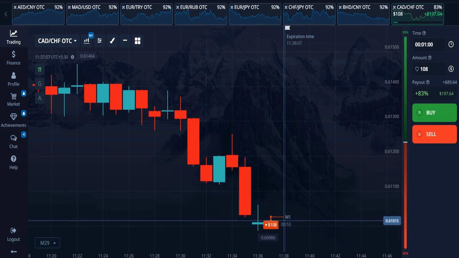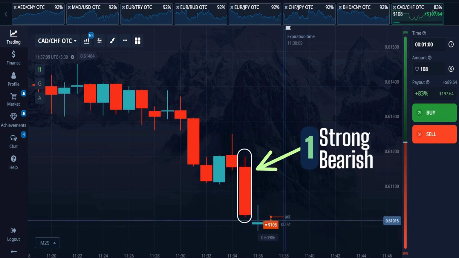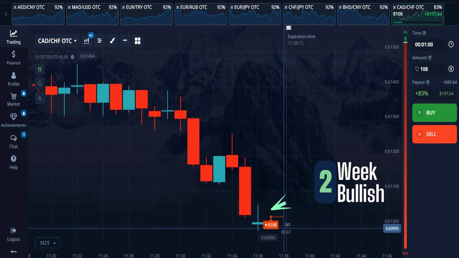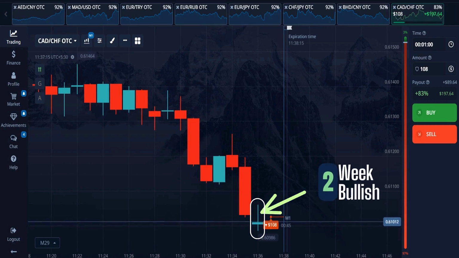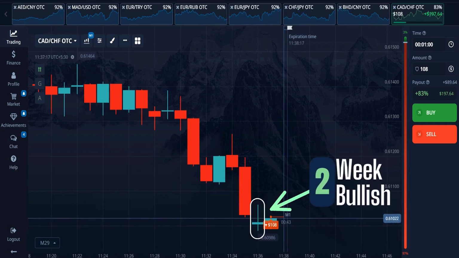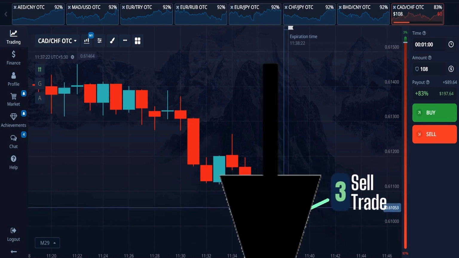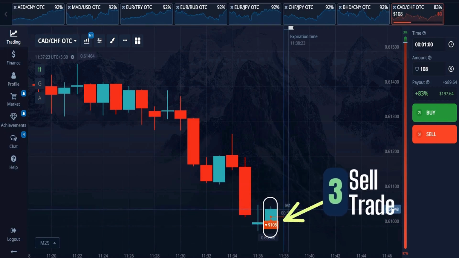Let me explain why. The first candle has formed as a strong bearish candle, showing solid downward momentum. The second candle has formed as a weak bullish candle, and its size is less than half the size of the first bearish candle. This setup aligns perfectly with our strategy.